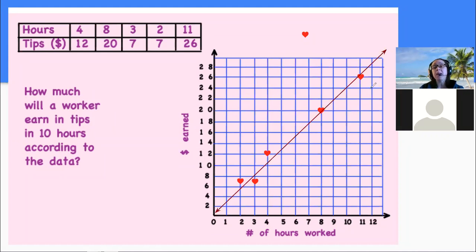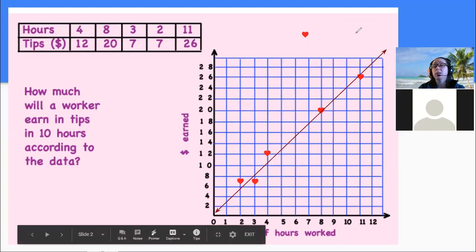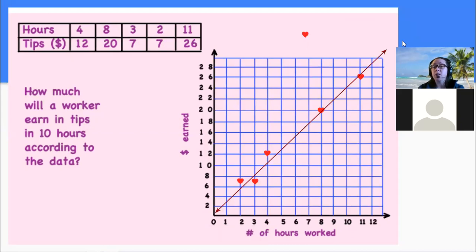So we want to make an equation for this line because what we want to do is figure out how much a worker will earn in tips in 10 hours according to the data. We can kind of guess, right? If we look on the chart, if you go from 10 hours, it kind of hits the line exactly. What are we saying that the person might earn? How much in tips?